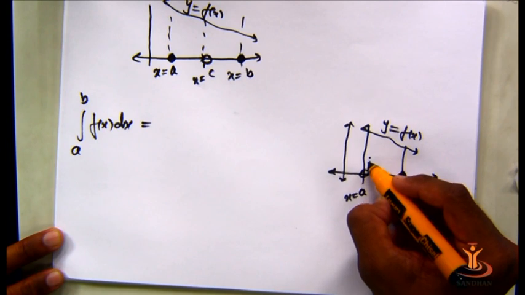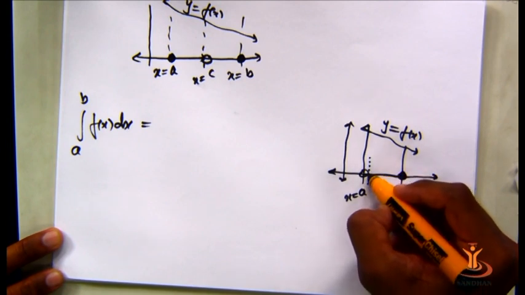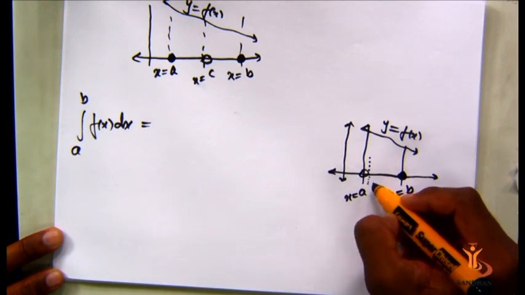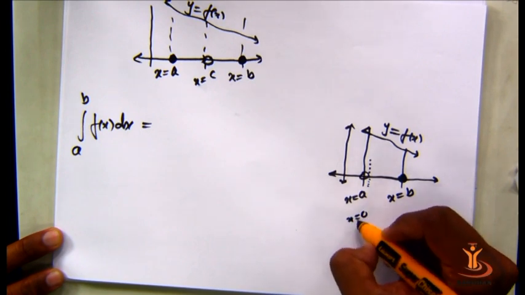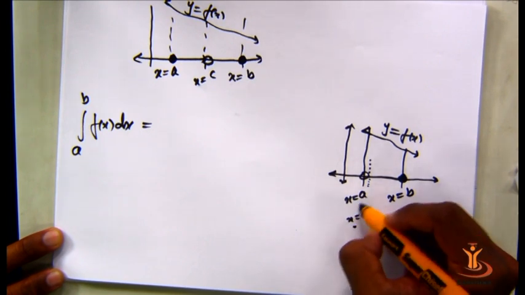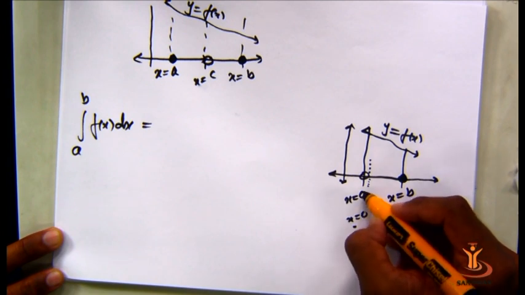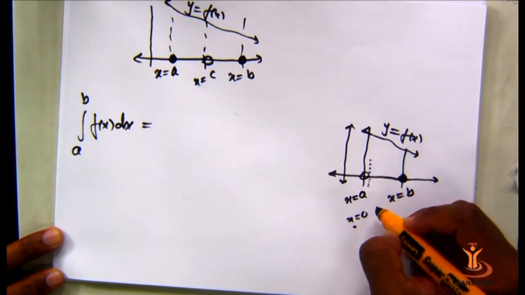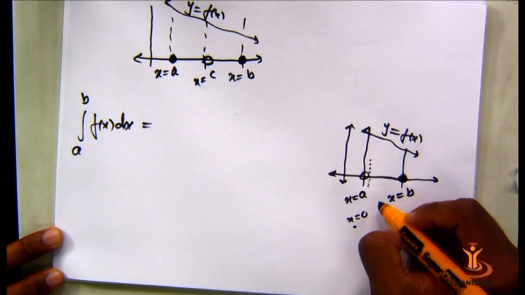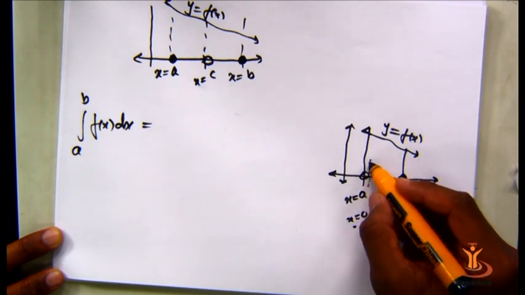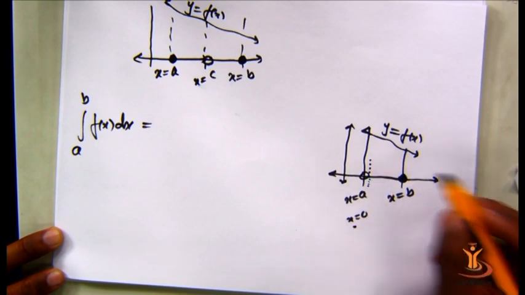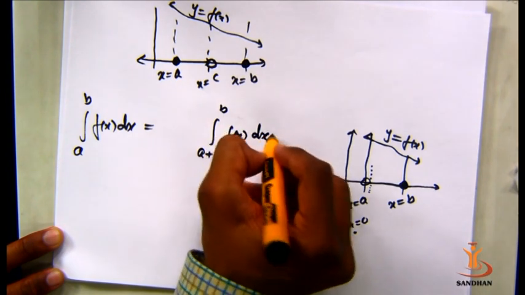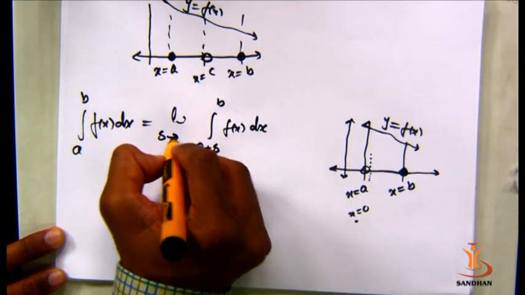Consider a very small, negligible number delta, where delta tends to 0, which lies after a. For example, if x is 0, we can consider delta as a very small number, 0.000 and so on, then 1. So that 0.000 and so on, then 1, is negligible. Consider a very small delta after a. We will get the integral from a plus delta to b of f(x) dx, where delta tends to 0.